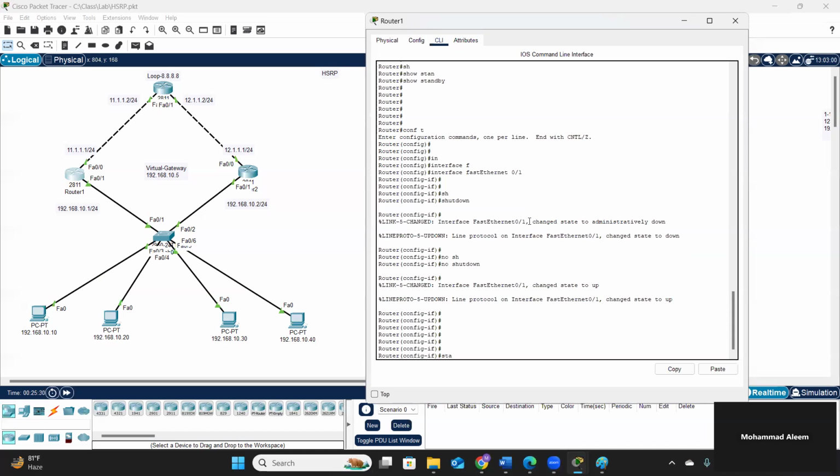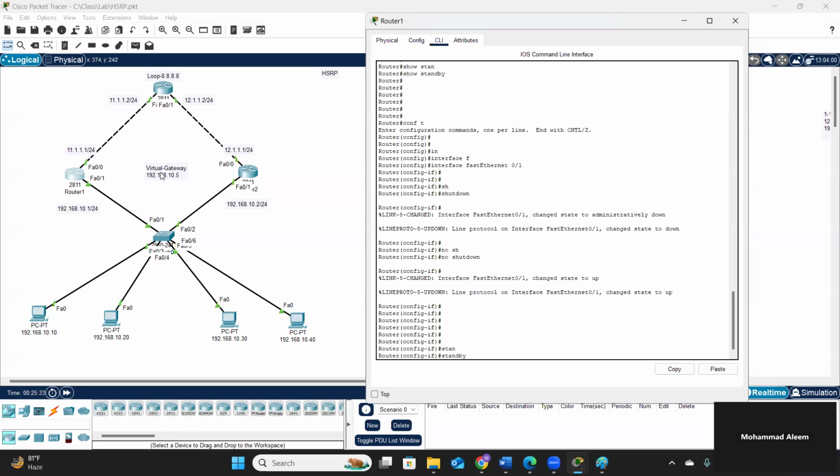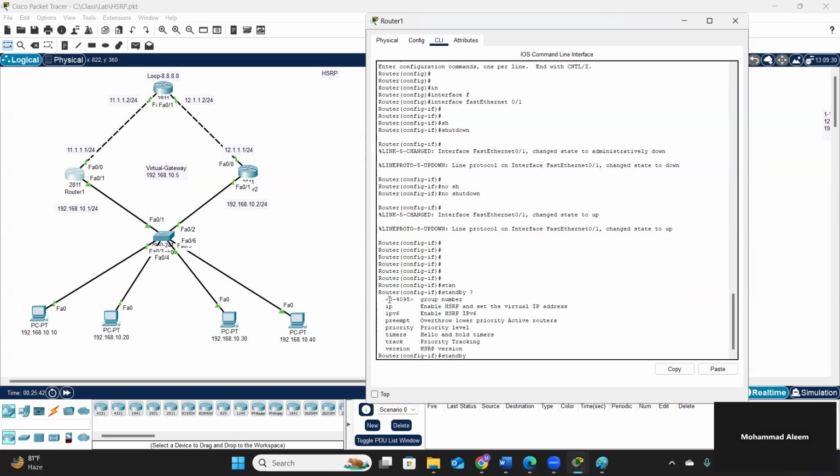So how do we configure it? Standby. As we discussed, we'll configure a virtual IP address, 192.168.10.5, and give any group number up to 4095. And this is version 2. Actually, HSRP has two versions. Version 1 doesn't support as many groups, something like 256, but here it supports 4095. With this group number, you can create that many in your LAN network.